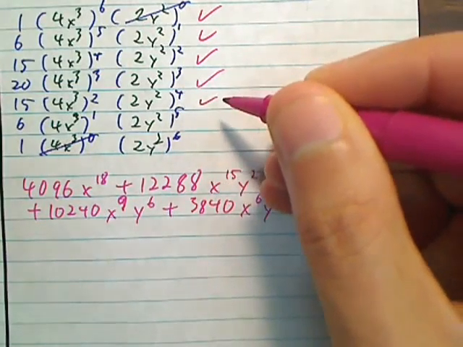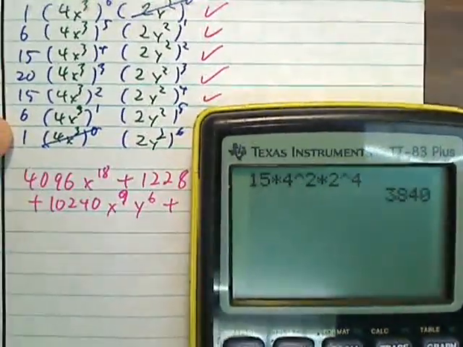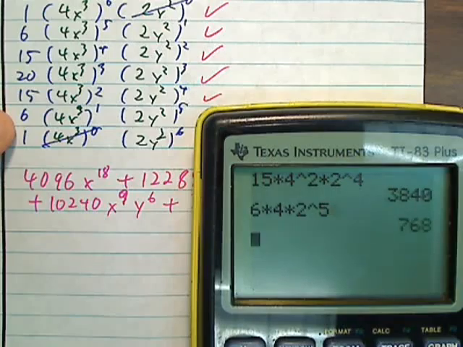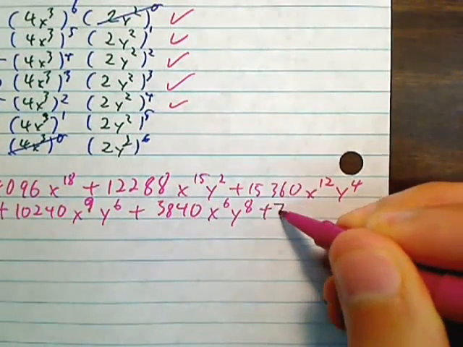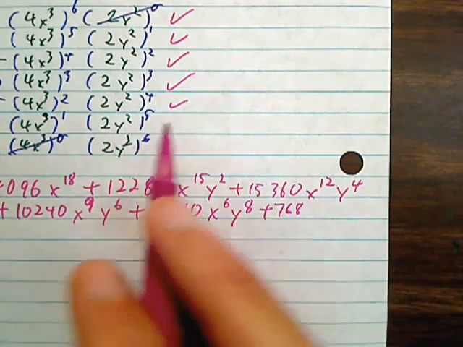Oh, we are almost there. Can you taste the finish line? I don't know what a finish line tastes like, though, but they do that at the Brickyard. So 6 times 4 times 2 to the 5th power, 768. X to the 3rd, y to the 10th.